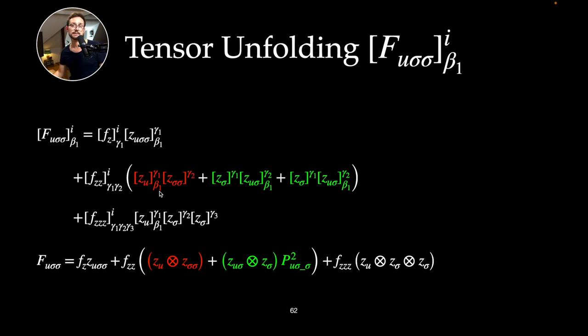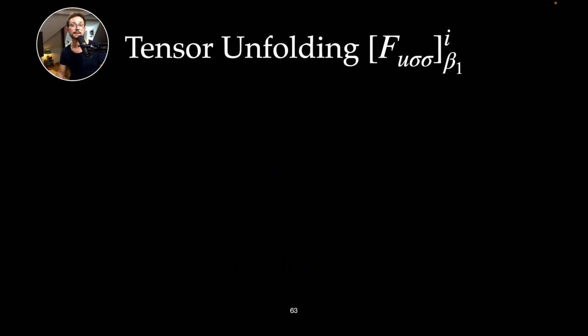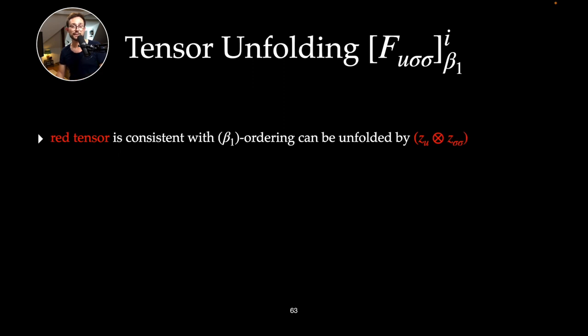So beta 1 is the first index, which is fine, so I can simply use the Kronecker product. Then beta 1 is back there due to symmetry. I could put it up front, and then the Kronecker product starting with ZU sigma is the correct unfolding. But the sigmas, if I had indices, I would need to permute them as well. So there might be a permutation matrix needed here. Actually, there isn't, but just to stick to the flow of the algorithm.